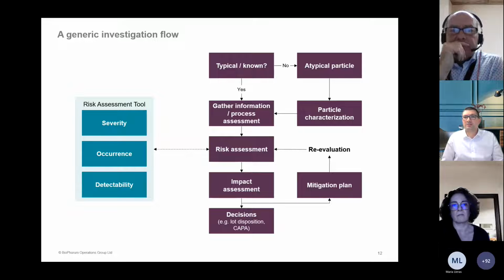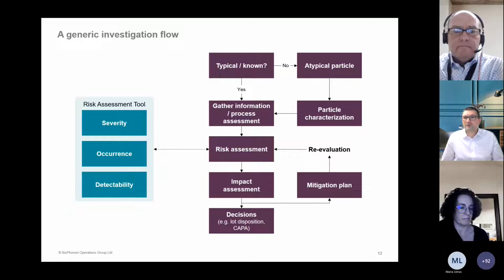Anyhow, if it's unknown or atypical, we would do a particle characterization. So we would identify the material, we would try to understand the material composition, which can feed into our overall investigation so that we are able to determine what is the source, what is the root cause, what was the route of introduction. Those are the items that we try to capture in what we call here the gather information, process assessment step. That's the actual investigation. You will likely form an investigation team. You will likely assess a whole bunch of different items that you can capture in an investigation standard in order to get down to what is the root cause and the source.